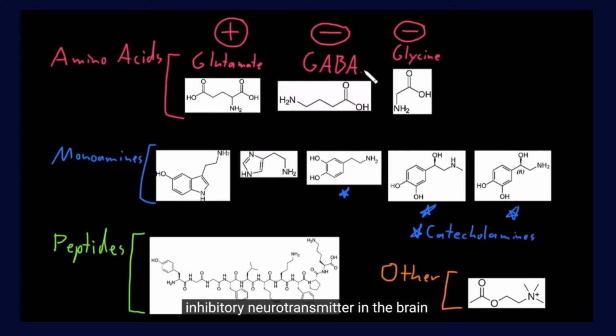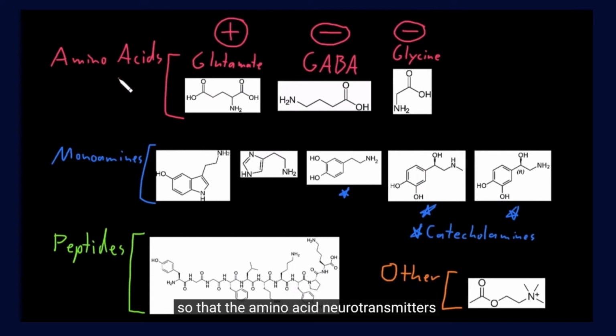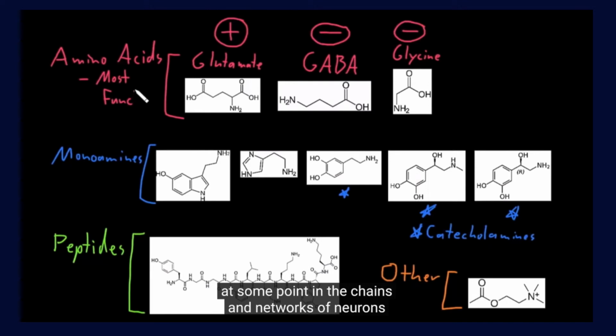GABA is the most common inhibitory neurotransmitter in the brain, while glycine is the most common inhibitory neurotransmitter in the spinal cord. So the amino acid neurotransmitters are really involved in most functions of the nervous system. Pretty much if you think of anything the nervous system is doing, at some point in the chains and networks of neurons, glutamate, GABA, and/or glycine are probably involved in moving information through those networks.